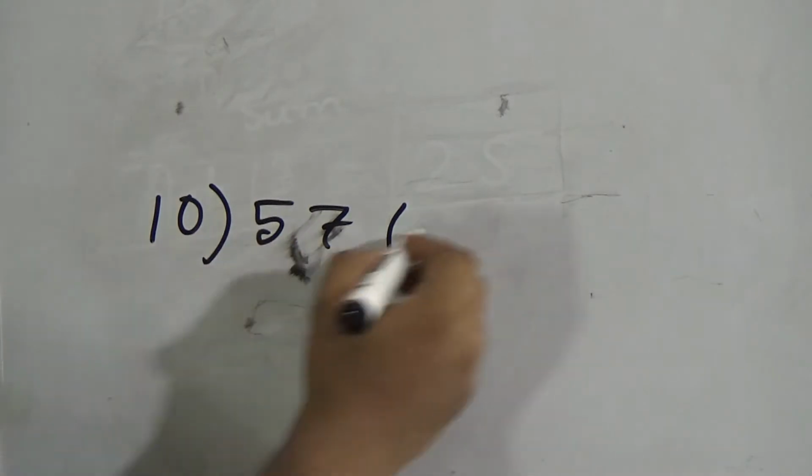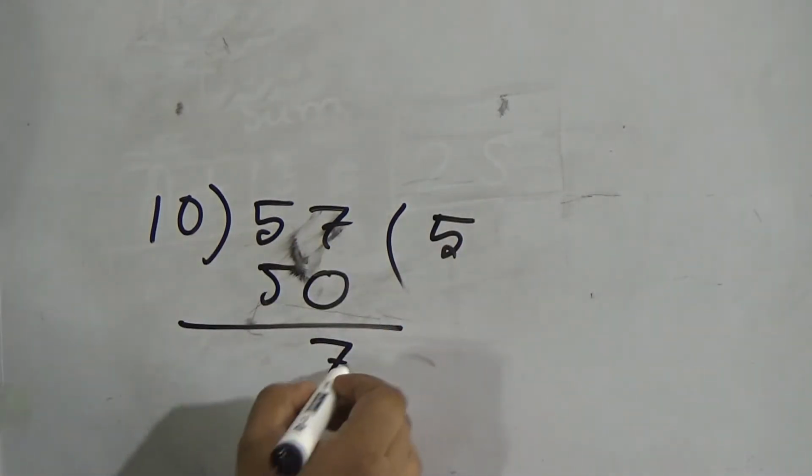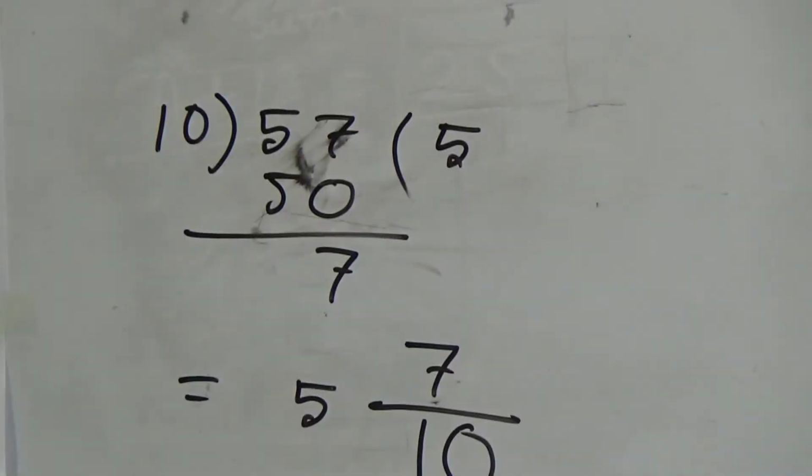In 57, 10 goes in 5 times, 5 tens are 50 and left 7, and 7 will be the numerator and 10 is the denominator, and this 5 is written as the integer part. So 5 into 7 by 10 is the mixed fraction.